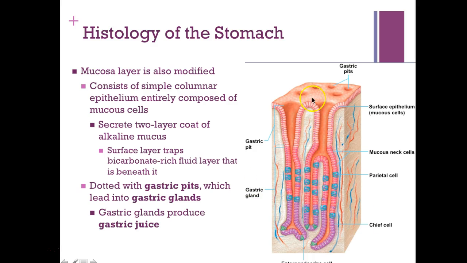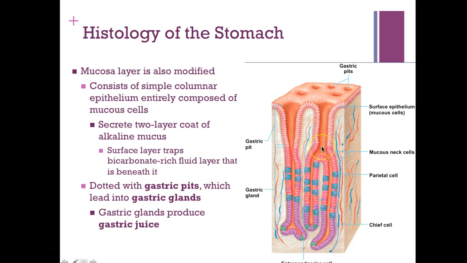So looking at the histology, we can see that it's made up of simple columnar epithelium, and it's made up of mucus cells or mucous neck cells, which you see in the pink here. We are also going to have it secrete a two-layer coat of alkaline mucus that will move up from the pits and into the stomach. We are going to have the surface layer trapped by carbonate-rich fluid that is beneath it. And you've got your gastric pits.